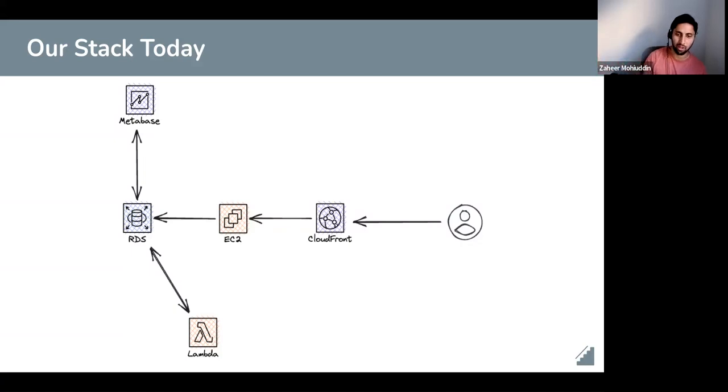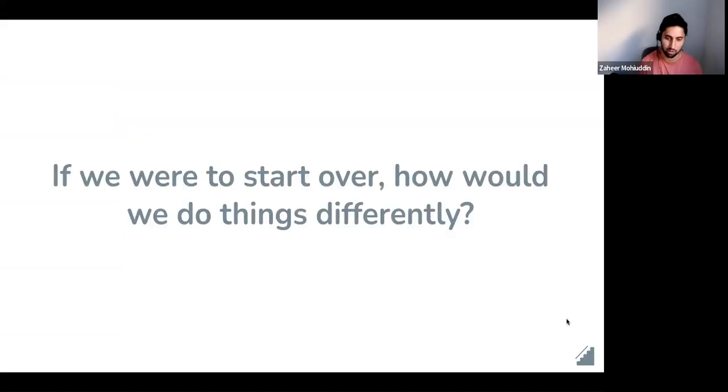And I think it's a great transition into if we were to do things differently, which I'll hand over back to Zaheer.